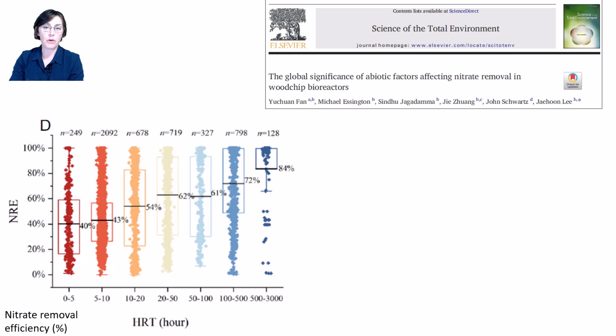One more example, this impact of HRT on nitrate removal efficiency, or percentage removed, was recently documented in a global review of all bioreactor studies, including lab scale, pilot scale, and full scale bioreactors. Looking at the medians here, those median percentages increase as you increase the HRT, moving from the left to the right of the graph.